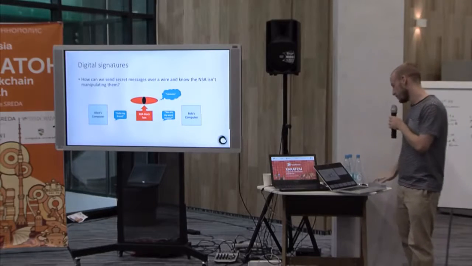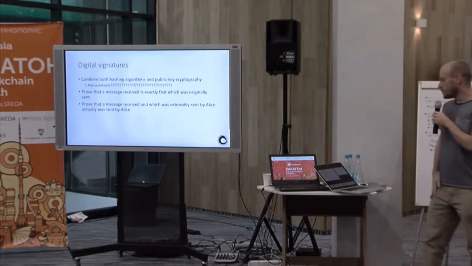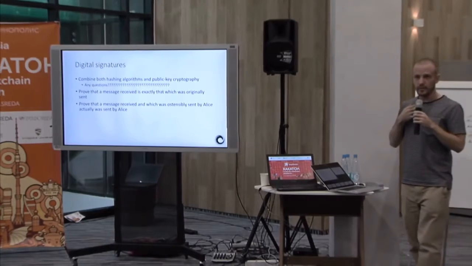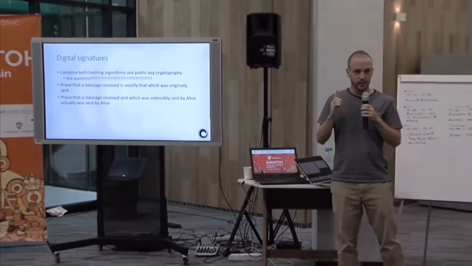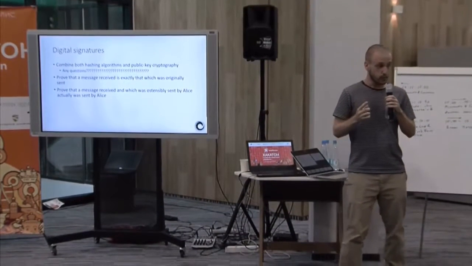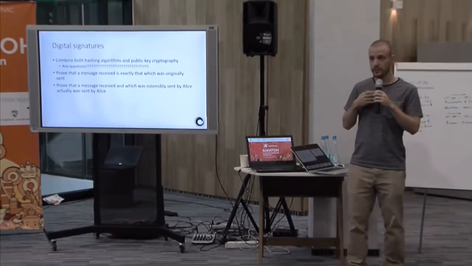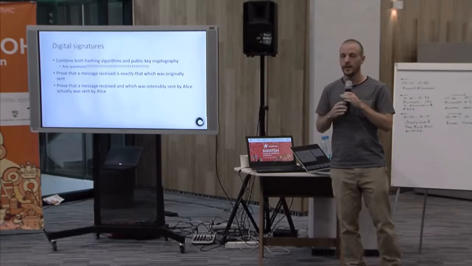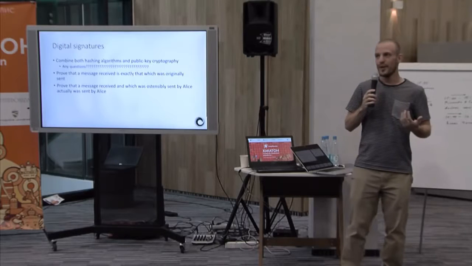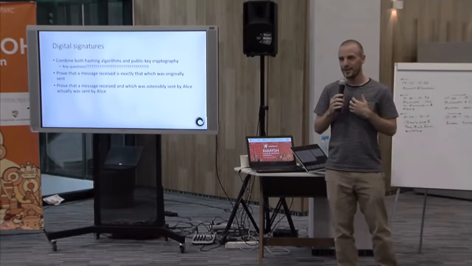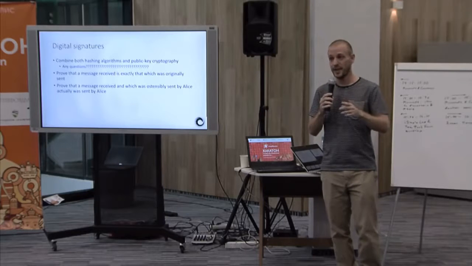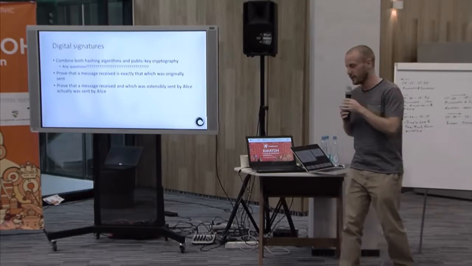How is this solved in real life? We use digital signatures to solve this problem. What we want to do is prove that a message which we received is exactly the message which was sent. Furthermore, we want to prove that the message we receive was sent by the person who we expect it to have been sent from. So it's not enough to know that a message which may have been sent by the NSA is exactly that which they sent. We want to know that if it was sent by the NSA, it wasn't actually sent by our friend.